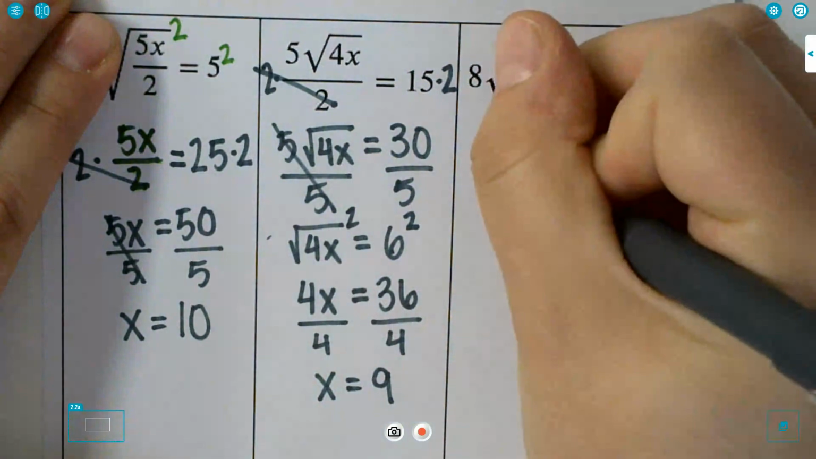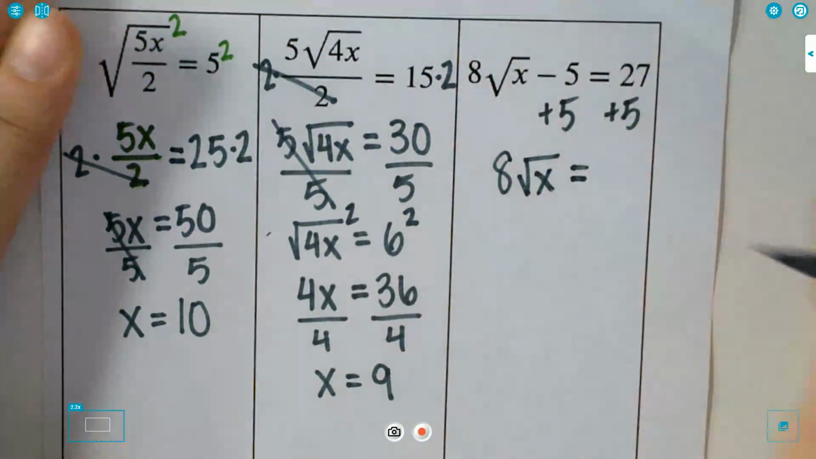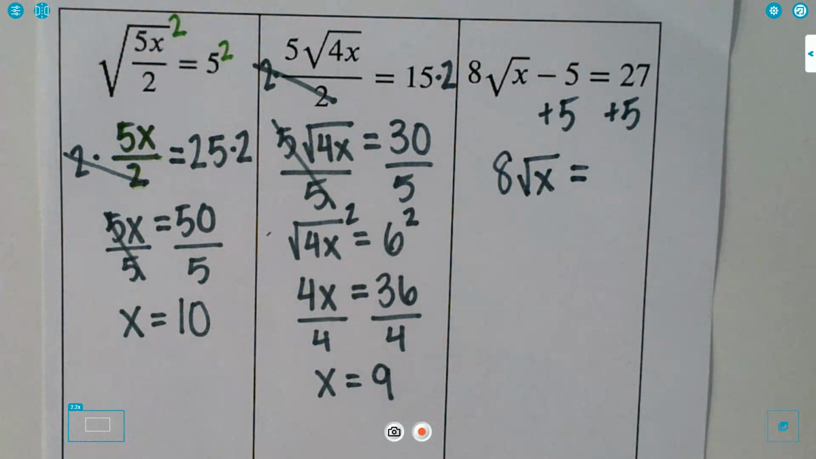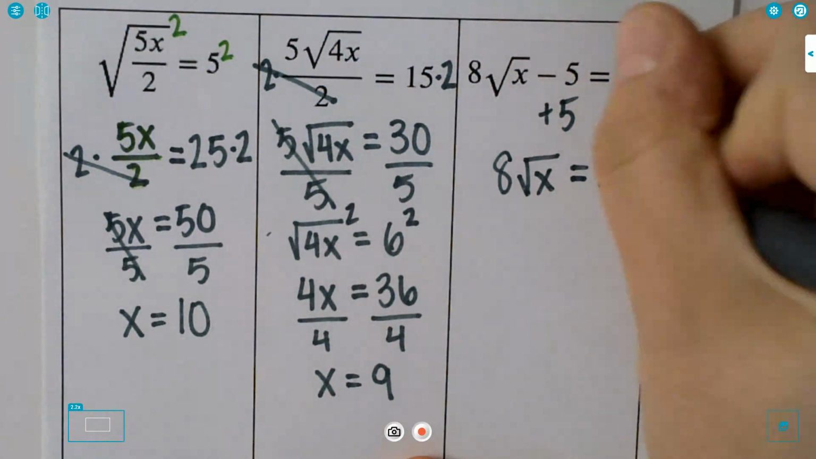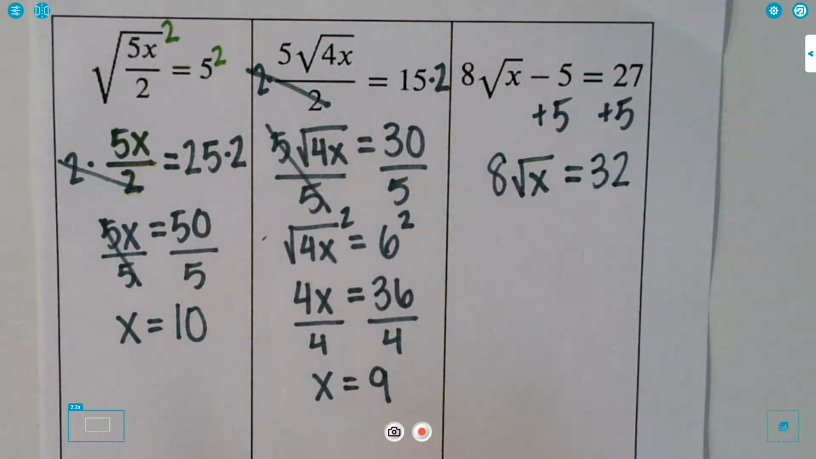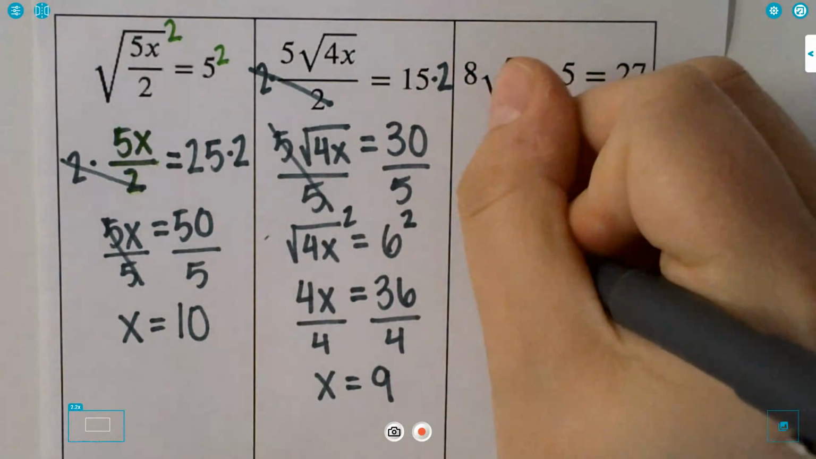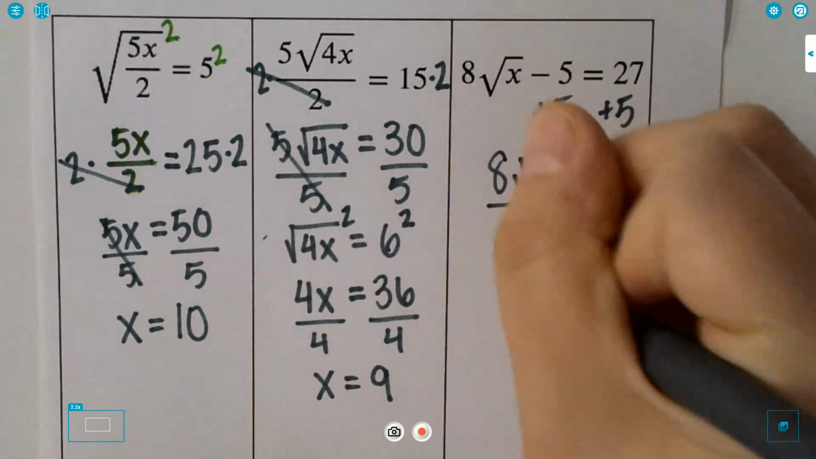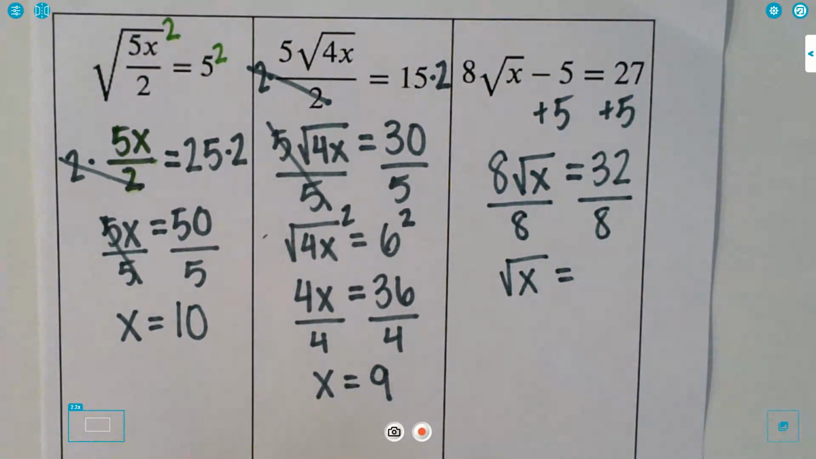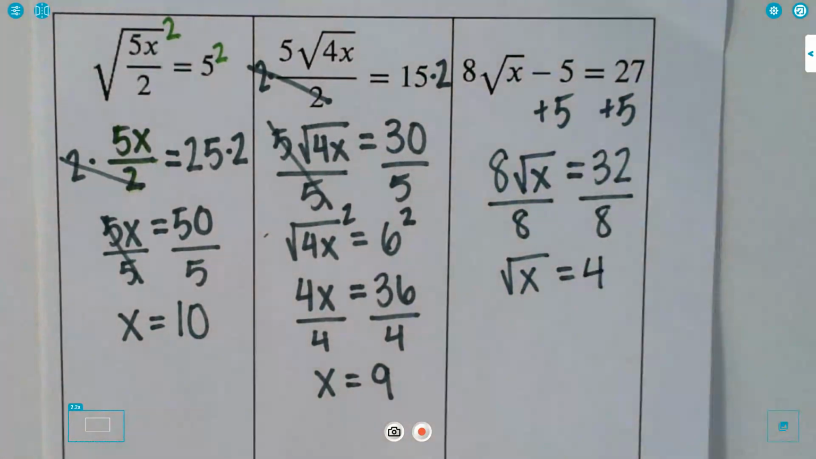We've got 8 times the square root of x equals 27 plus 5 is 32. What operation is happening between that 8 and that square root? Multiplication, so we will divide both sides by 8. Have the square root of x equals 32 divided by 8 is 4. Is that true? Yeah. Sorry, that just felt weird. It felt smaller than it should.